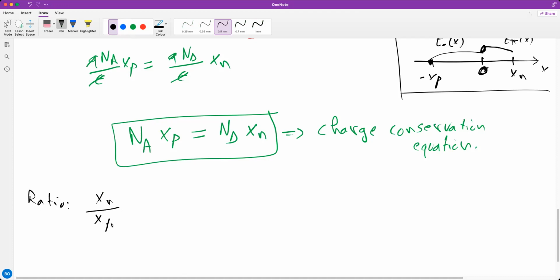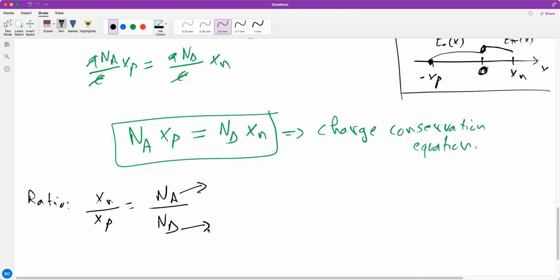Xn over xp, for example. Well, xn over xp is equal to Na over Nd. So the number of acceptors in the p-type divided by the number of donors in the n-type. It's very, very interesting as an equation.